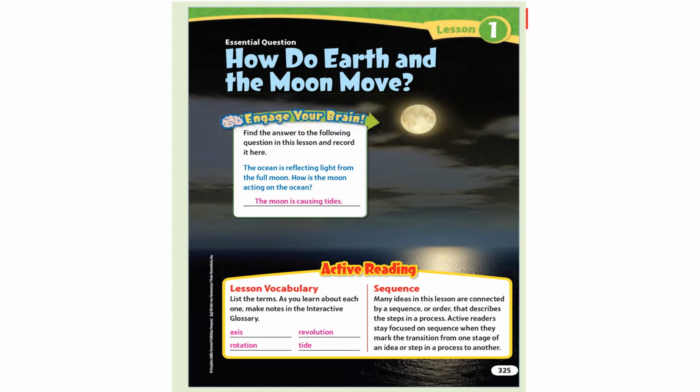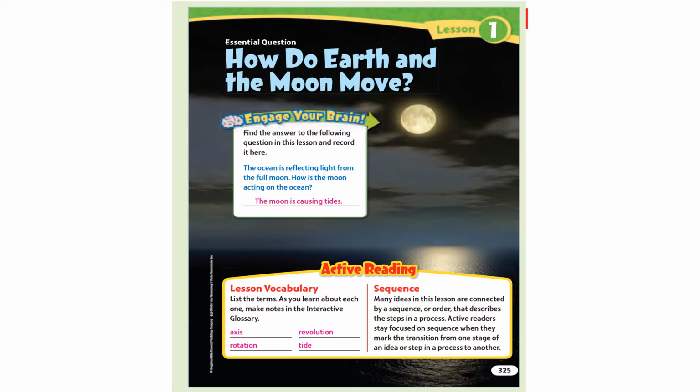Lesson 1. Essential question. How do Earth and the Moon move? Engage your brain. Find the answer to the following question in this lesson and record it here. The ocean is reflecting light from the full moon. How is the moon acting on the ocean? Active reading. Lesson vocabulary. List the terms. As you learn about each one, make notes in the interactive glossary.